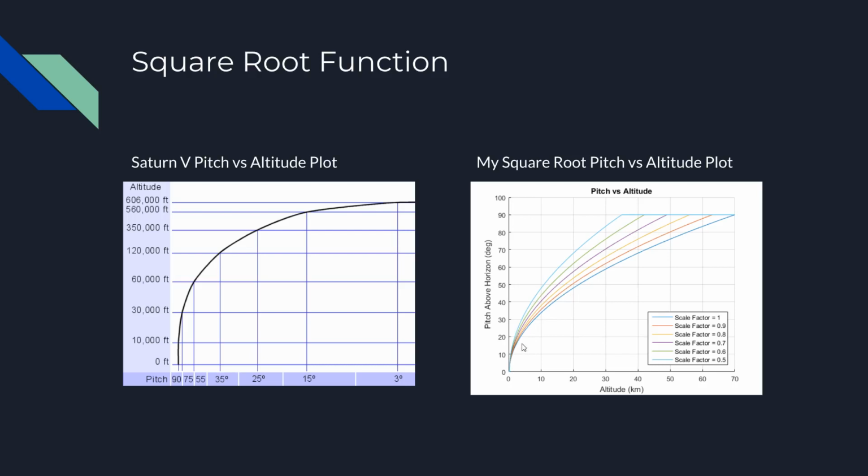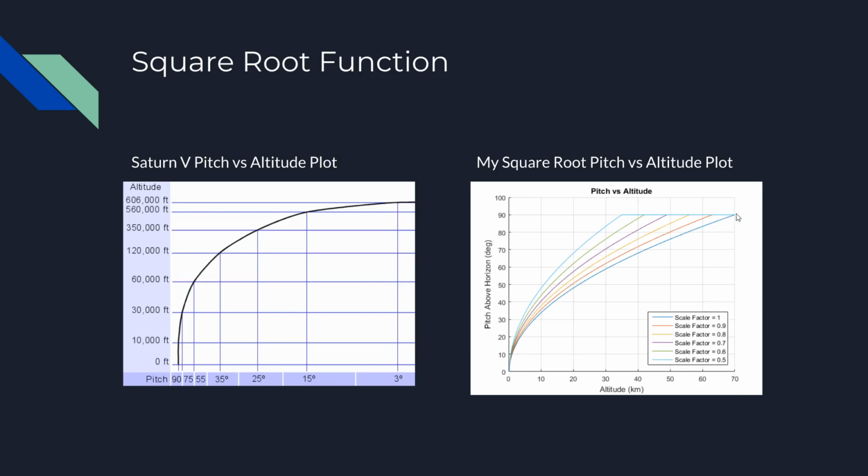But since the atmosphere is so thin, or so small, you can start pitching over quite quickly. This scale factor is something I'm going to touch base on later, but essentially, I calculated this scale factor of 1 as this blue line right here. That means if I want to hit 90 degrees pitch exactly when I leave the atmosphere, that'd be a scale of 1.